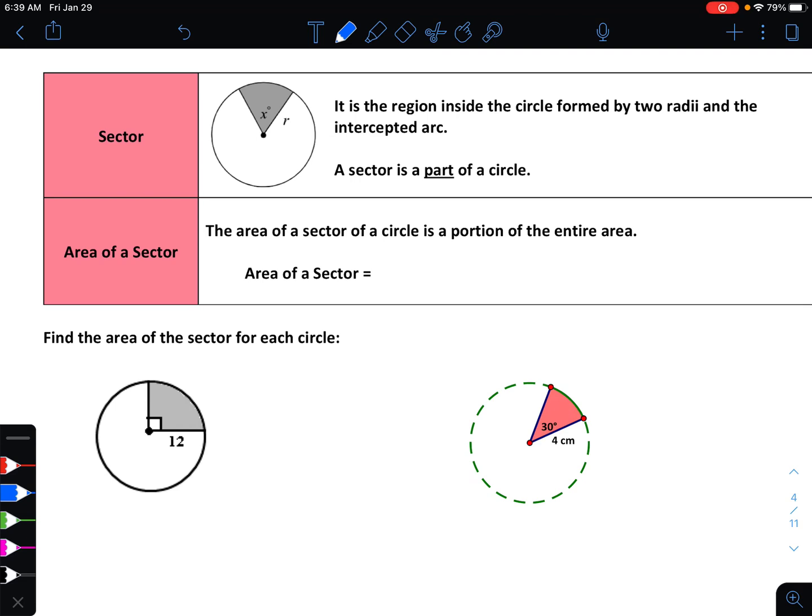Now the area of a sector is going to be found by using the area formula for a circle, but then also taking into account how much of the circle that we are looking at. So for the area of a sector, what you're going to do is take whatever your angle is divided by 360. So you're going to figure out, out of 360, how much of the angle are you looking at, and then multiply that by pi r squared. Okay, so let's do some examples using that formula just to get a better idea of how that works.